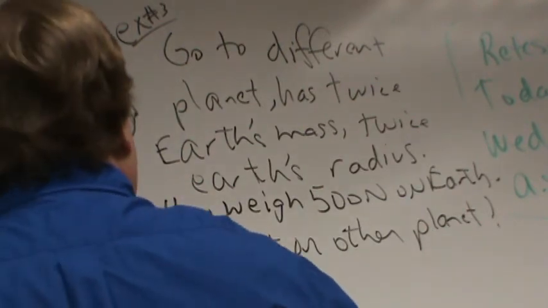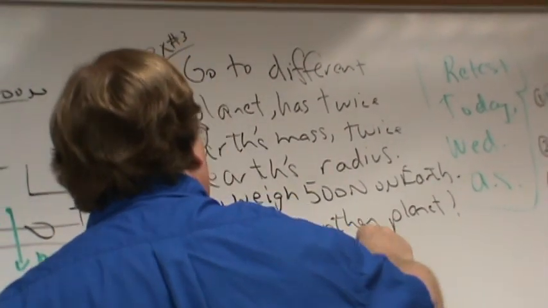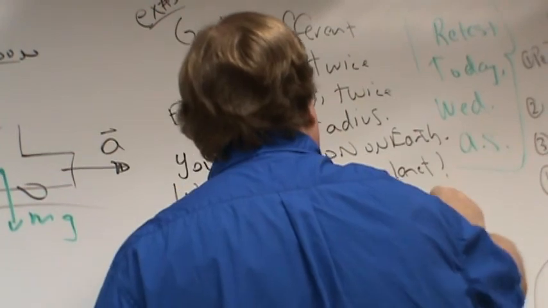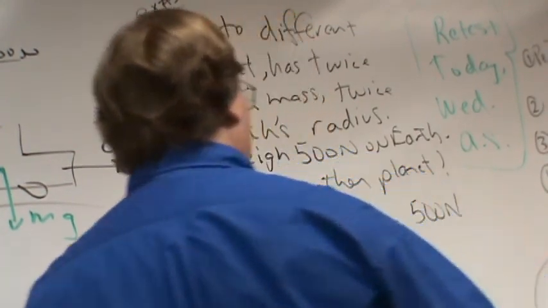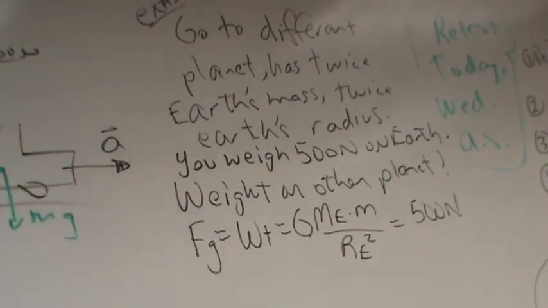So I'm telling you that your weight, which is G times the mass of the Earth times your mass over the radius of the Earth squared, is 500 newtons. And now do I go to a new planet that has twice Earth's mass and twice Earth's radius? Tell me how much you're going to weigh on that new planet. If the bell rings, don't go, because I have to actually show you how to do this problem. Anyone have a guess before I show you?